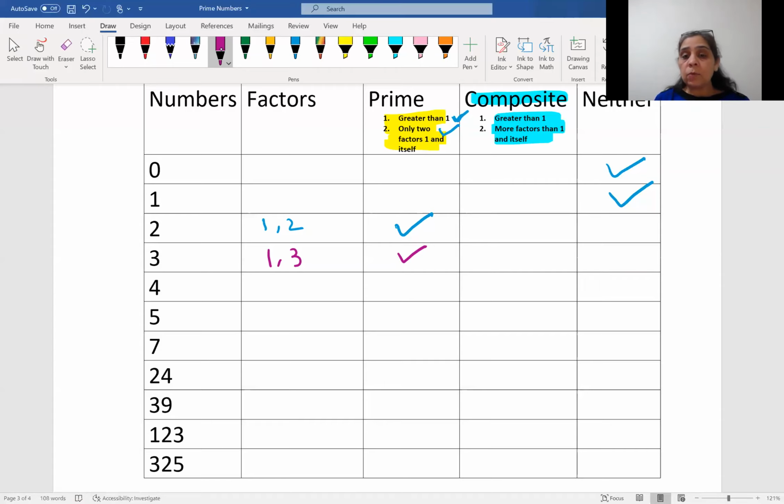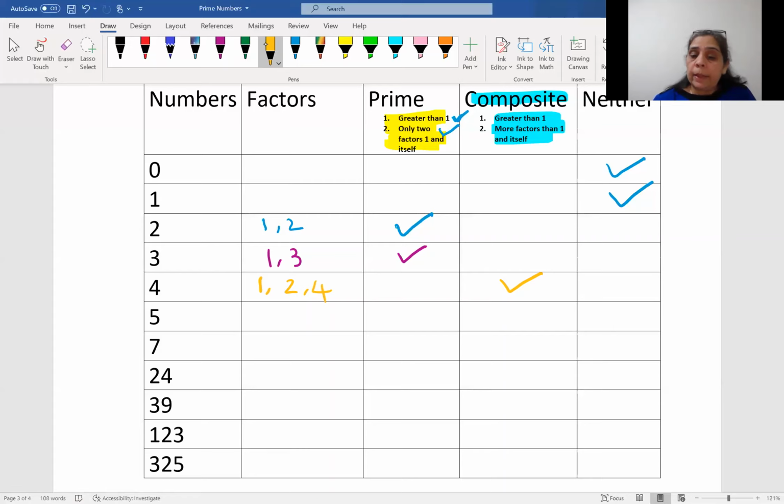What about 4? 4 is greater than 1, so it might be prime or composite, right? So we will check the factors of 4. Can you divide by any other number except 1 and itself? Can we divide by 2? Yes, it's an even number, right? So we can divide by 2. We have more factors: 1, 2, and 4. So we have more than 2 factors, more than 1 and itself. So it is composite.